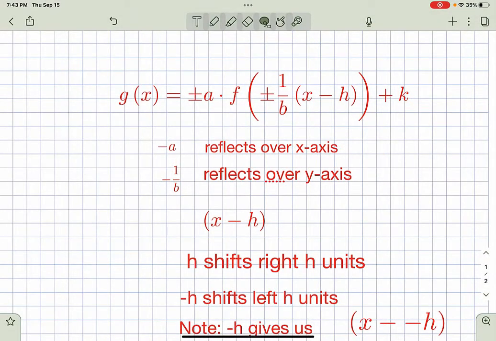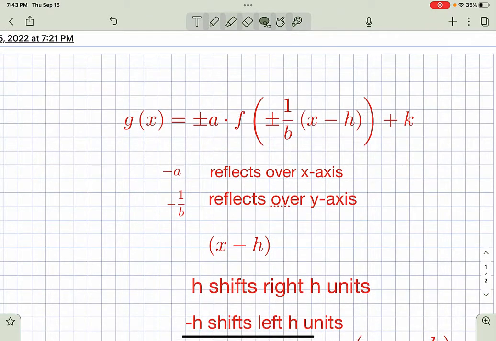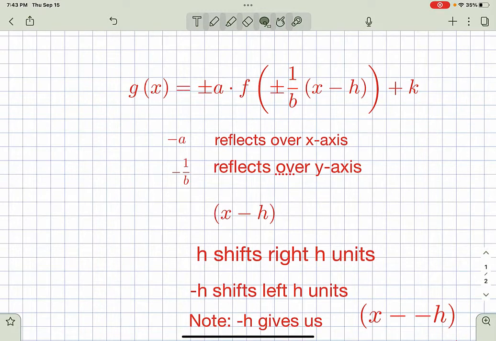So I want to briefly review the translation and transformation formula. This is our formula, g of x equals plus or minus a times the function of plus or minus 1 over b times x minus h, plus k. Our a, or our negative, is the reflection over the x-axis. Our a determines our vertical stretch and shrink. Our b, or our negative in front of the 1 over b, reflects over the y-axis.